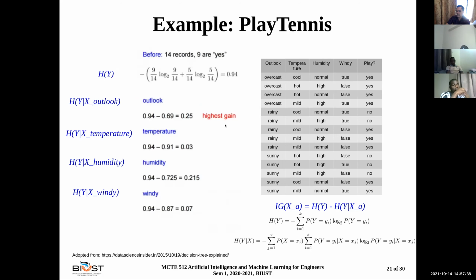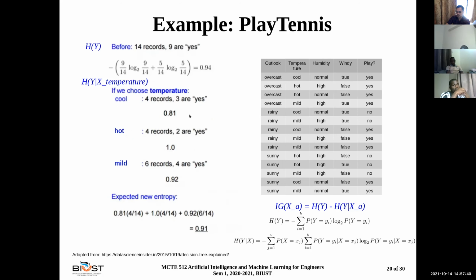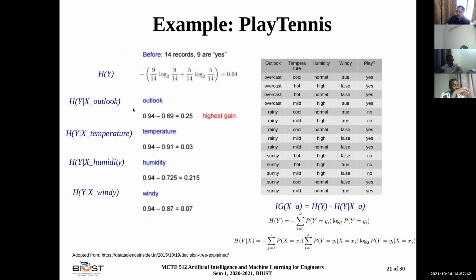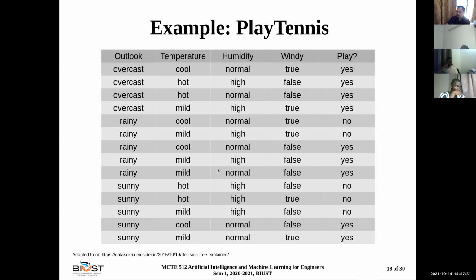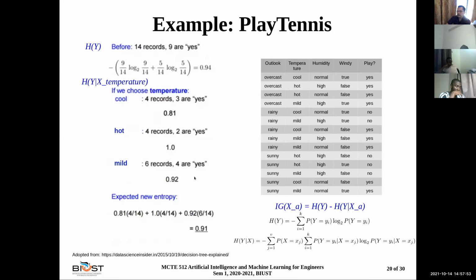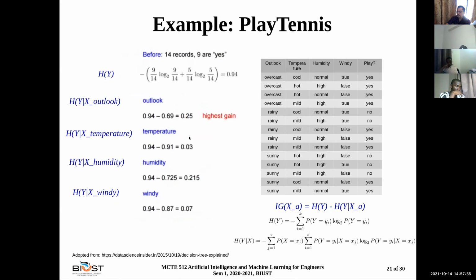The next one is for the temperature. Outlook, temperature. Where is humidity? I don't have the humidity calculation. Okay, but anyway, the humidity calculation will be something like 0.215. And also the windy, there.